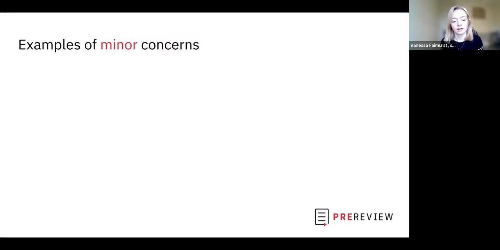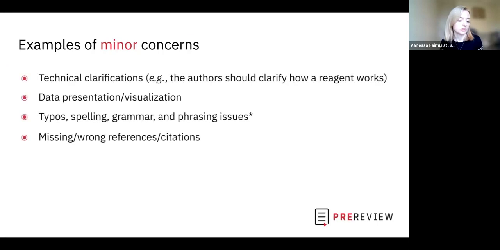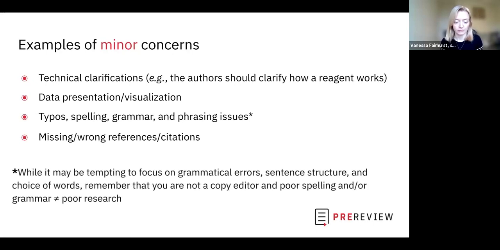And examples of concerns that are more minor are things such as technical clarifications, how the data is presented or visualized, typo, spelling, grammar, and phrasing issues. You see, we've got a star there, we'll come back to that in a second, or perhaps missing or wrong references and citations. So the reason we've got a star there for the typos is that while it's tempting to focus on grammatical errors, as people may have been talking about in breakout room two when it came to the language example, sentence structure and choice of words, things like this, they don't necessarily equal poor research.